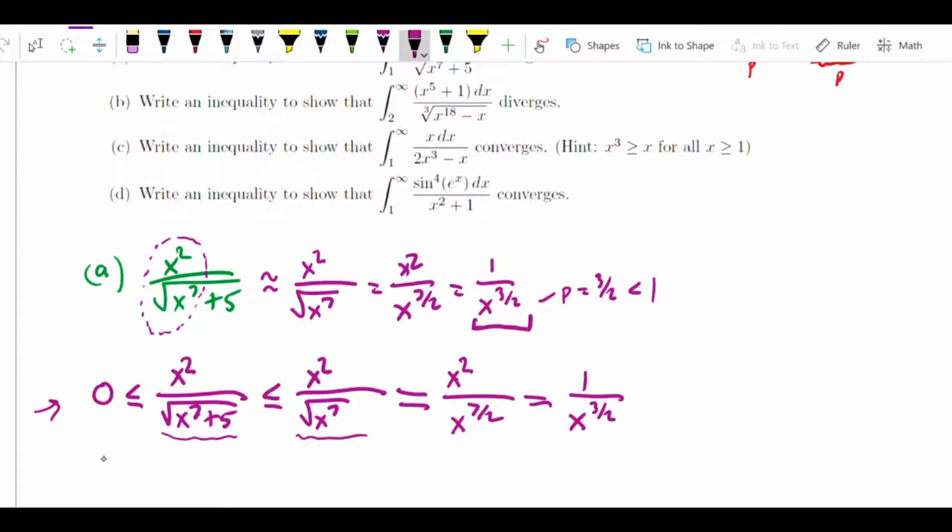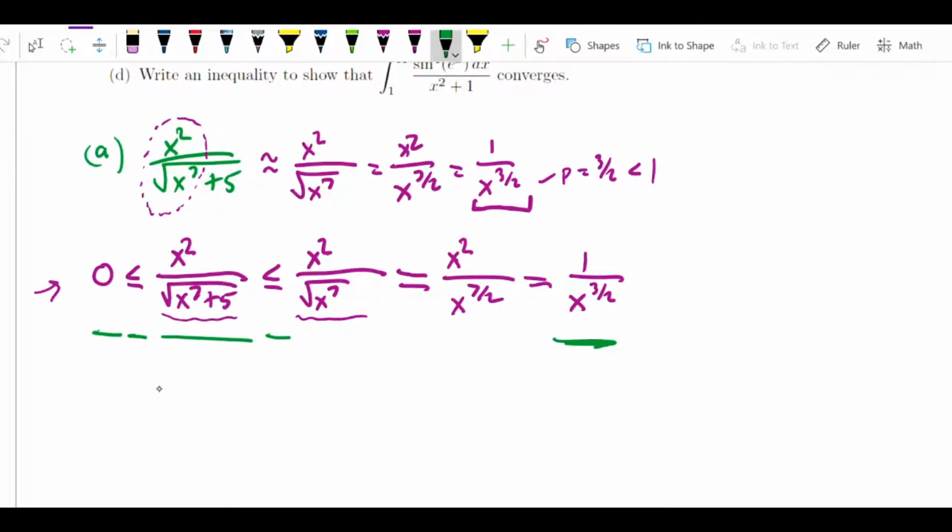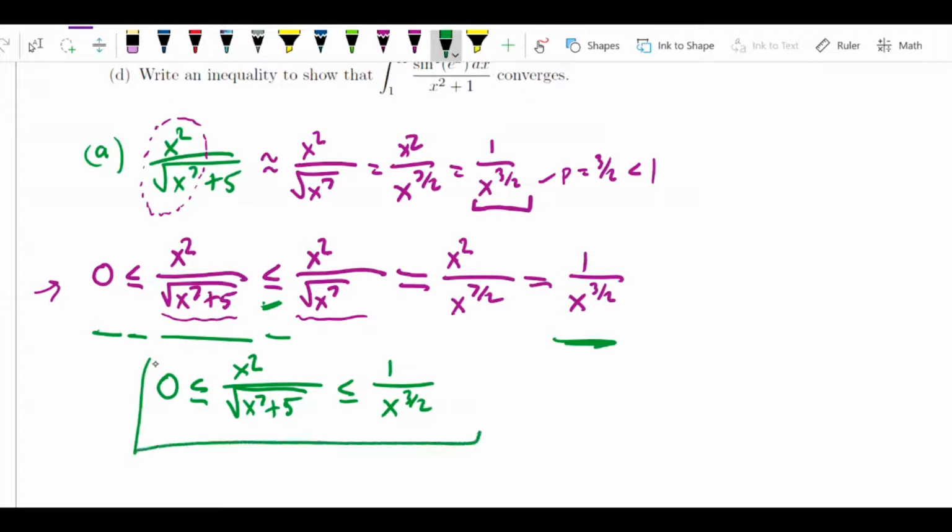So what I have here is all the elements of the inequality that I need. I have 0, less than, the integral is less than, and then a whole chain of things that leads to that. So I can finally state the answer, which is 0 is less than or equal to x squared over x to the 7th plus 5, which is less than or equal to 1 over x to the 3 halves. Why is it less than or equal to 1 over x to the 3 halves? Because it's less than or equal to something that we later show is equal to 1 over x to the 3 halves. So this is the inequality.